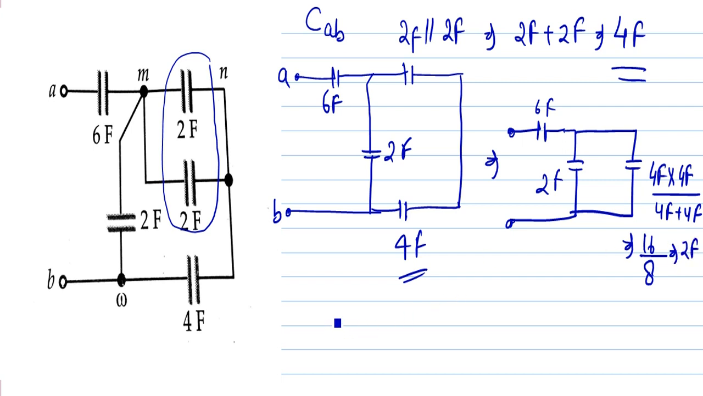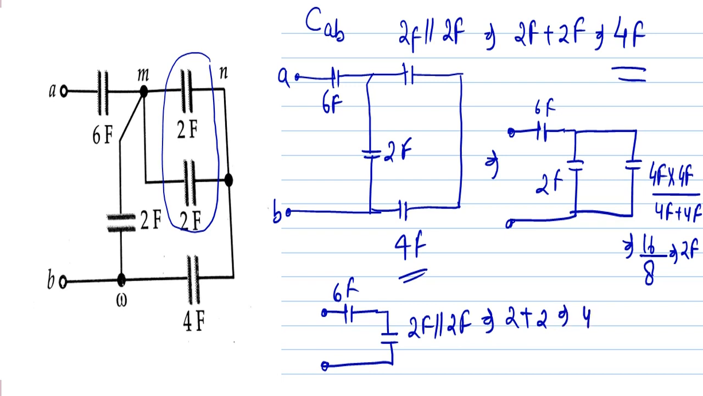Next, we can see here 2 farad and 2 farad are connected in parallel. So we'll get here 6 farad. Then here we will get 2 farad in parallel with 2 farad. So for capacitances, these will be added. So 2 plus 2 is equals to 4 farad.